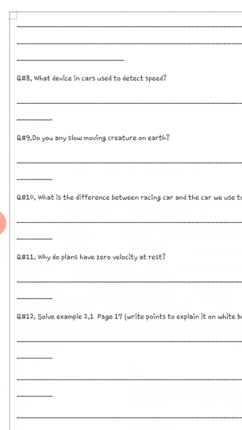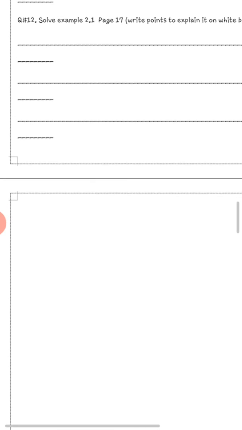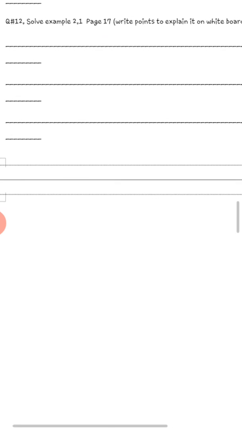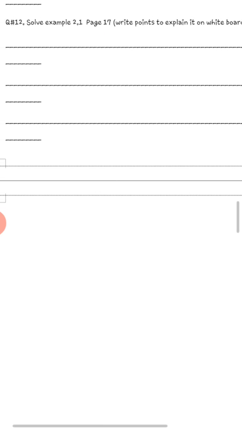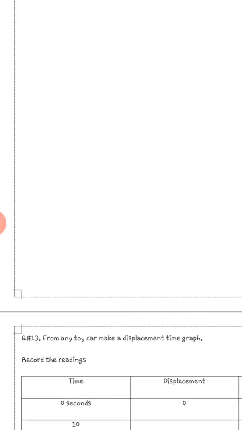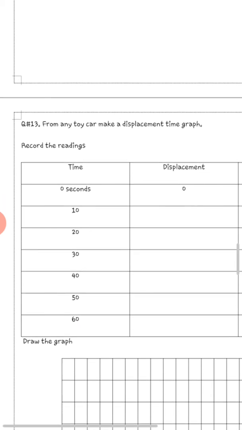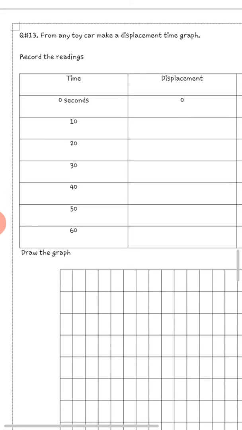Questions 8, 9, 10, 11 are totally up to you, from Google and from your mind you have to think about it. On question 12, there is an example on page 17. You have to think about it and write some points, how the body has covered the distance and what could be the distance and displacement, and we'll be discussing it in the class. If the student wants to record it, if you want to explain example 2.1 from page 17, you can make a video too, as I am making, and you can share it too.